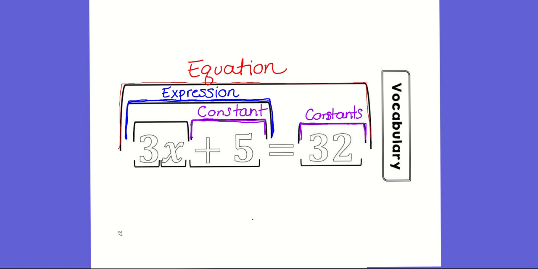And the way I like to think about that is they are constantly alone because they're numbers by themselves. And now looking at the 3x, the first part of this term, which we'll get to in a second, the 3 is your coefficient. And the x is your variable.